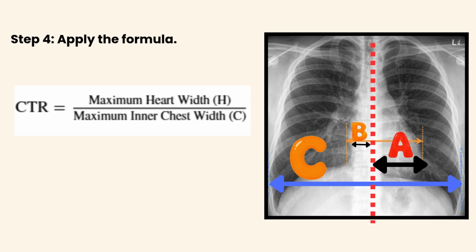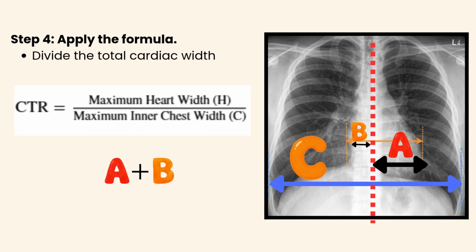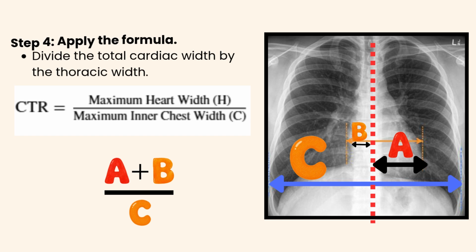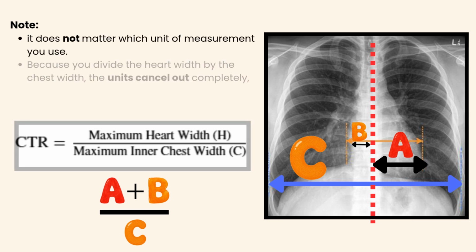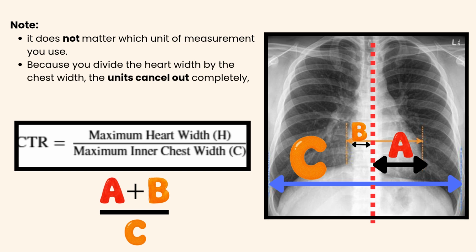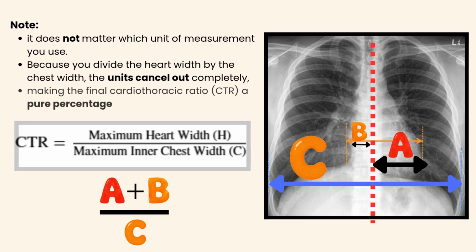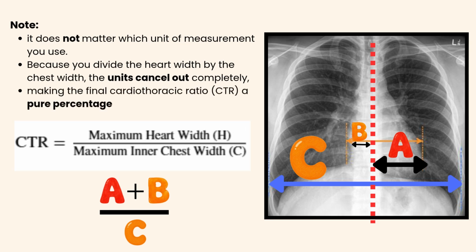Step 4. Apply the formula. Now divide the total cardiac width, which you measured in Step 2, by the thoracic width, which you measured in Step 3. It is important to note that it does not matter which unit of measurement you use, because you divide the heart width by the chest width. The units cancel out completely, making the final cardiothoracic ratio a pure percentage.